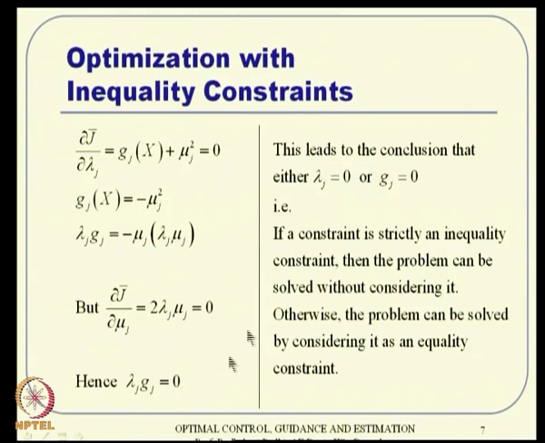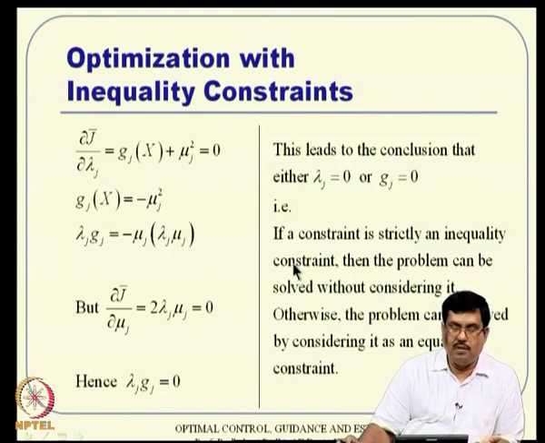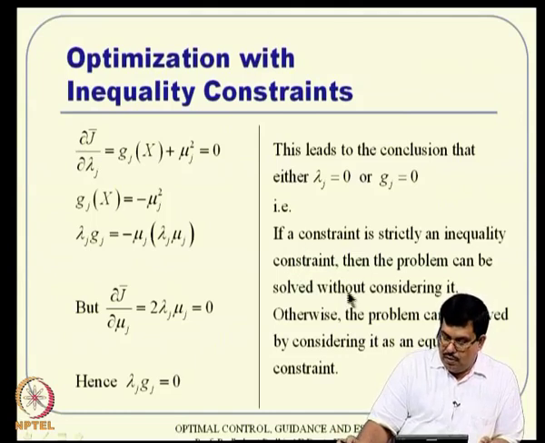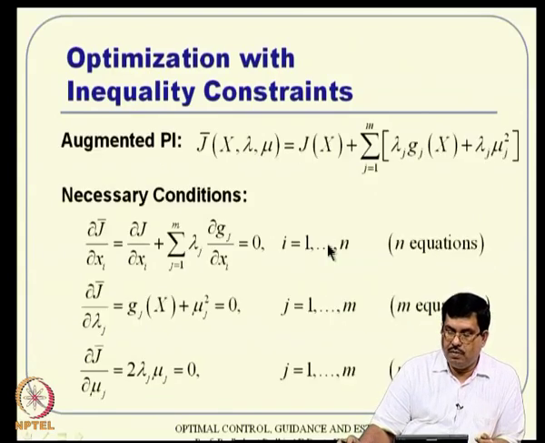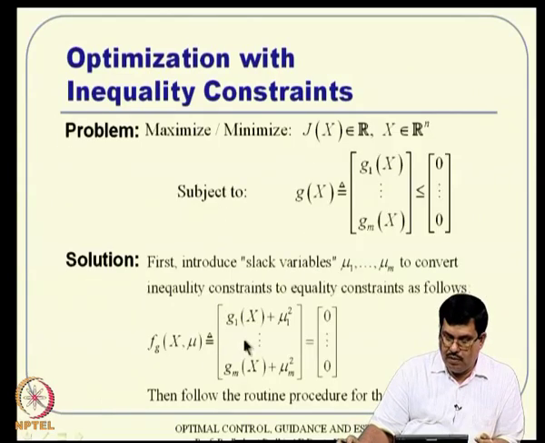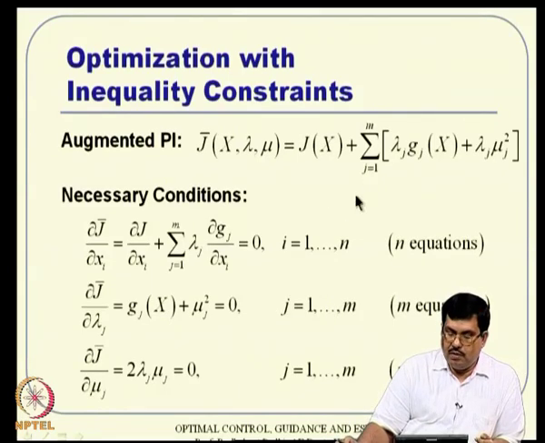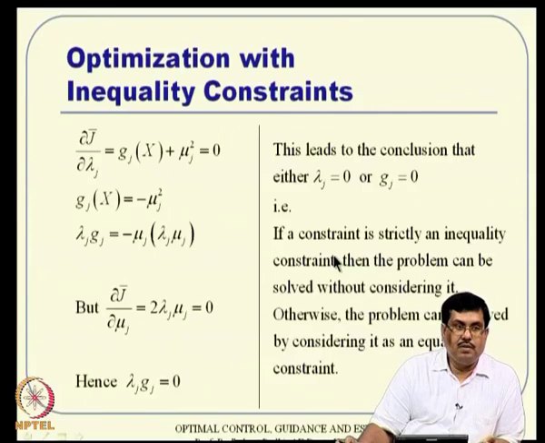This leads to the conclusion that either lambda j is 0 or g j is 0. Now, if lambda j is 0, that means the constraint is a strictly inequality constraint, which means the constraint is not acting. You can visualize it as if the constraint is not there. Lambda j is coming through this constraint equation, so if lambda j is 0 for a particular constraint, you can visualize very well as if the constraint is not there, but that is a mathematical interpretation.